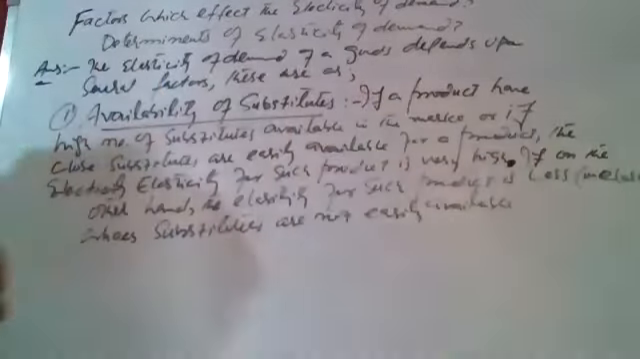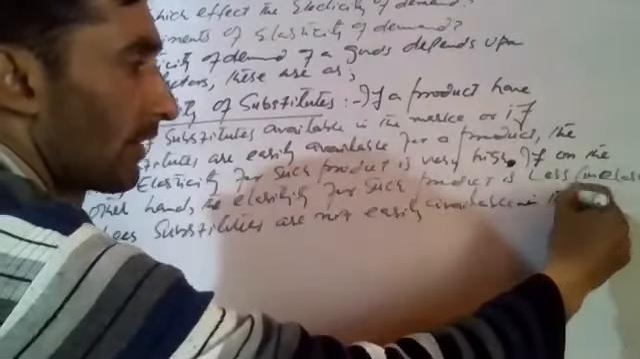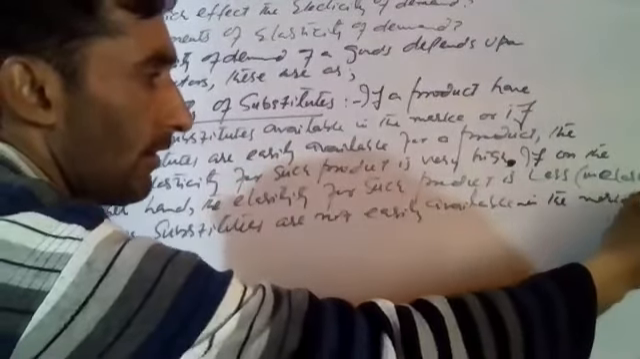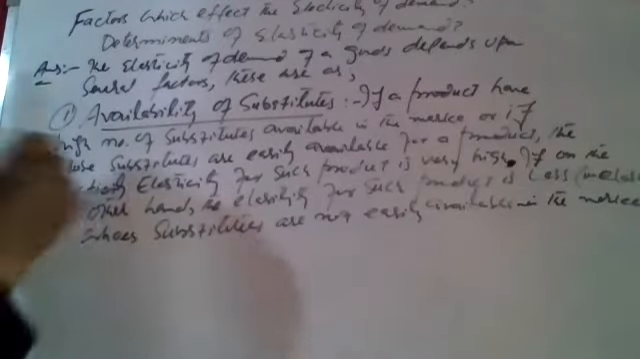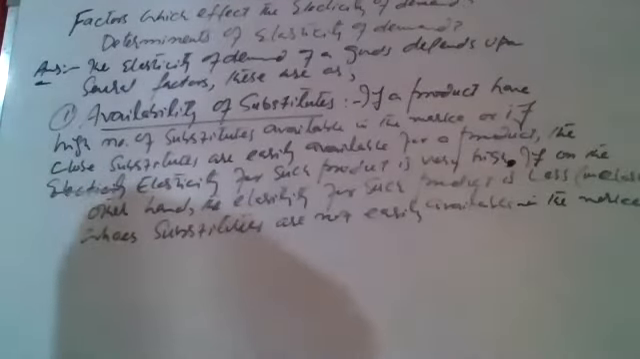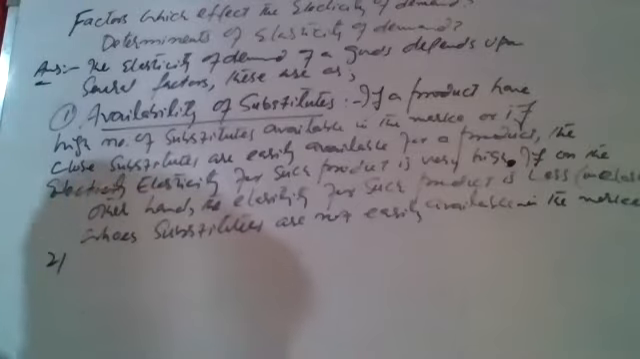On the other hand, the elasticity for such products is less, whose substitutes are not easily available in the market. जिन प्रोडक्ट्स के सब्स्टिट्यूट्स बहुत कम अवेलेबल है या नहीं अवेलेबल है, उनकी इलास्टिसिटी बहुत कम होगी, और जिनके सब्स्टिट्यूट्स इजीली अवेलेबल है, उनकी इलास्टिसिटी हाई होगी. They are high elastic products.